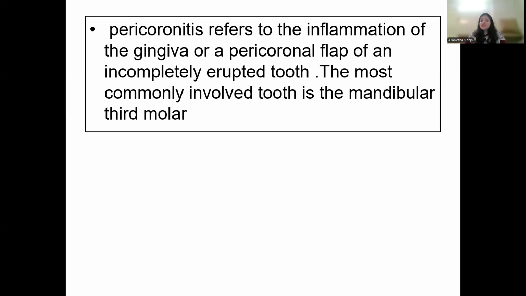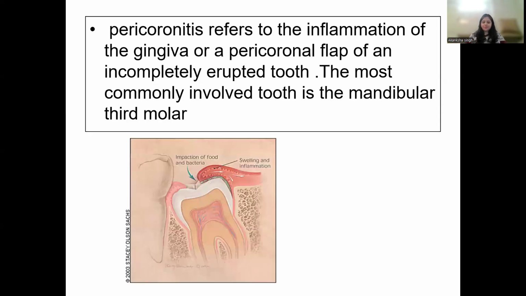Pericoronitis refers to the inflammation of the gingiva. Again, it is pericoronitis. So the name itself: peri means surrounding, coro means the crown of the tooth structure, and itis means inflammation. So inflammation of the gingiva or a pericoronal flap of an incompletely erupted tooth. If they have a pericoronal flap just above it and it is inflamed, that's why the most commonly involved tooth is the mandibular third molar.